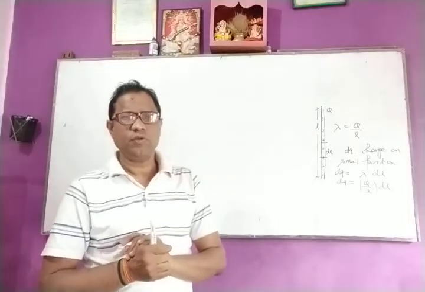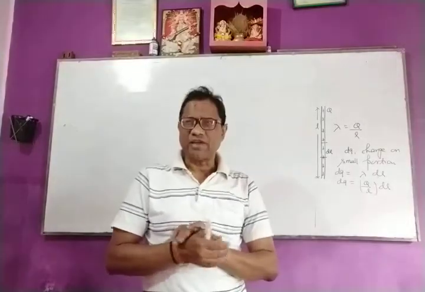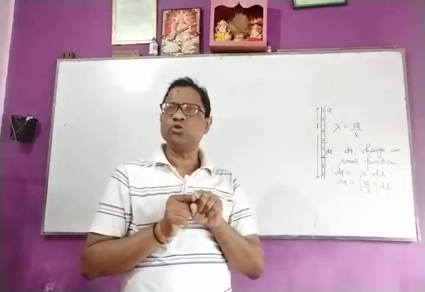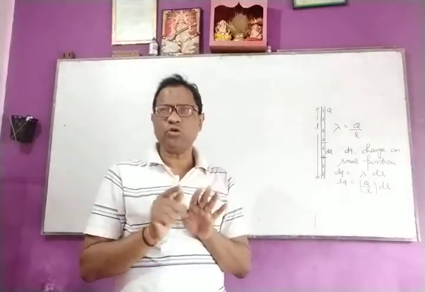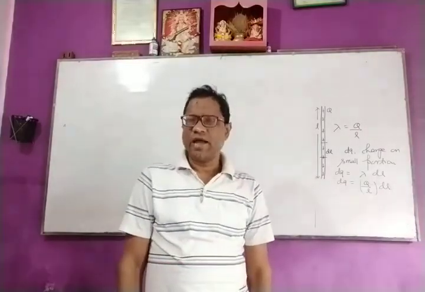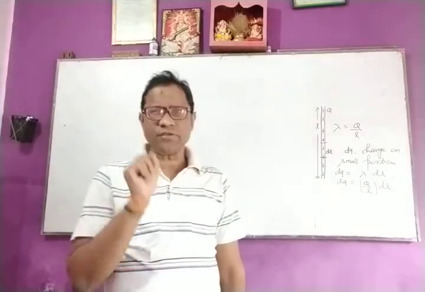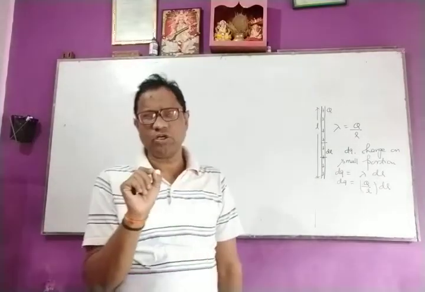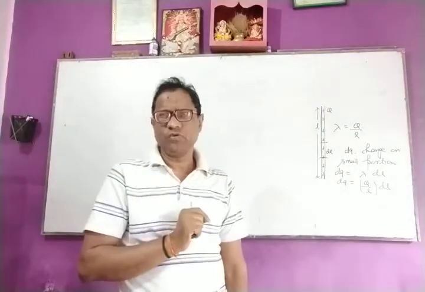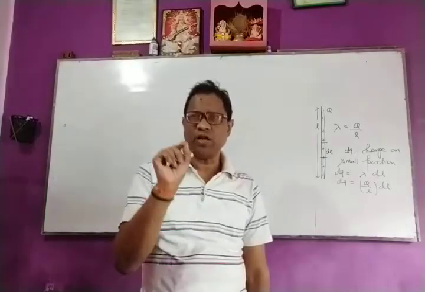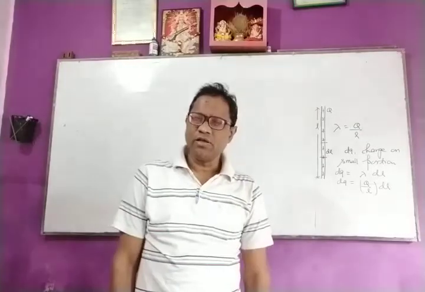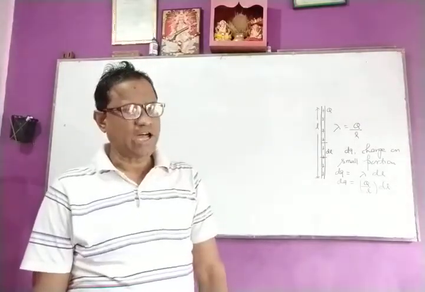If charge is distributed on a circular ring, its length is 2 pi r, so then lambda is equal to Q upon 2 pi r. And the charge on a small length dl, dq, is equal to Q upon 2 pi r into dl. We can write dq is equal to lambda into dl. Clear? Understand?